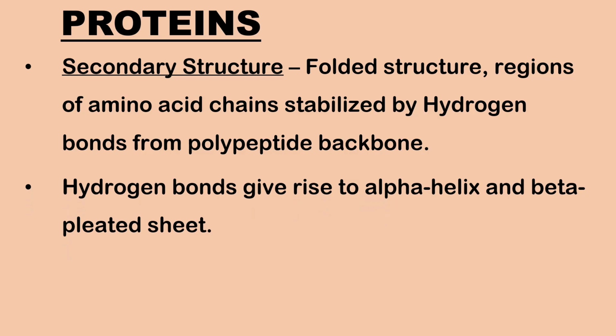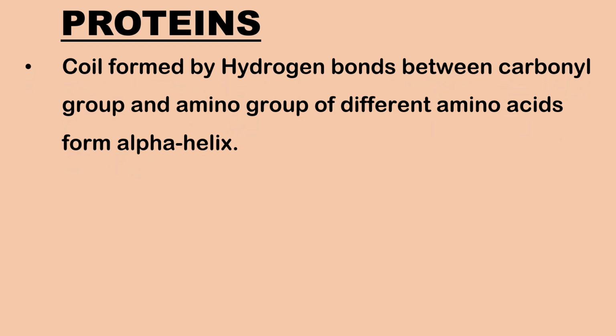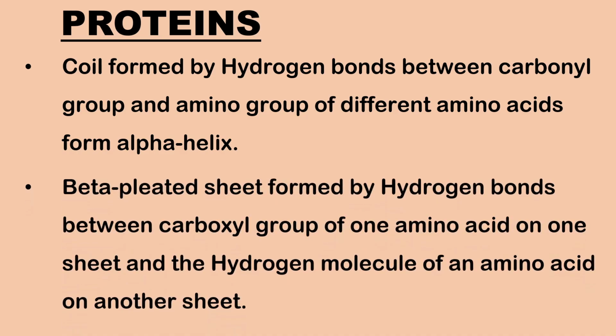These hydrogen bonds give rise to alpha helix and beta pleated sheet of the secondary structure. A coil formed by hydrogen bonds between carbonyl group and the amino group of different amino acids forms alpha helix. Beta pleated sheet is formed by hydrogen bonds between carboxyl group of one amino acid on one sheet and the hydrogen molecule of an amino acid on another sheet.